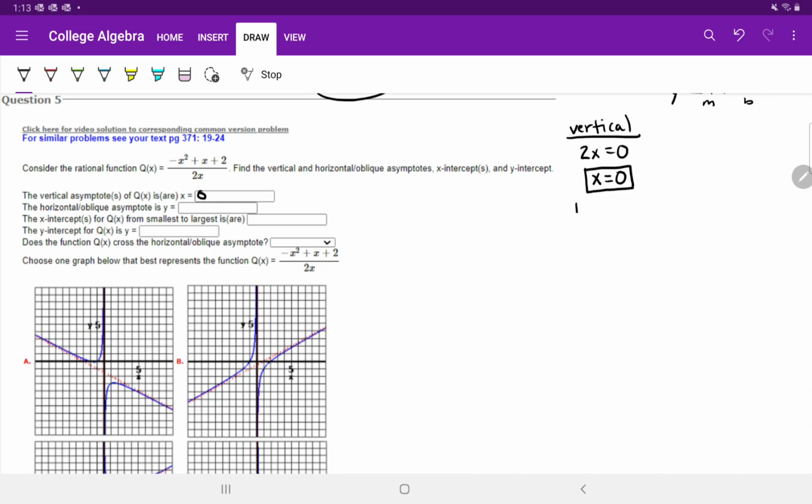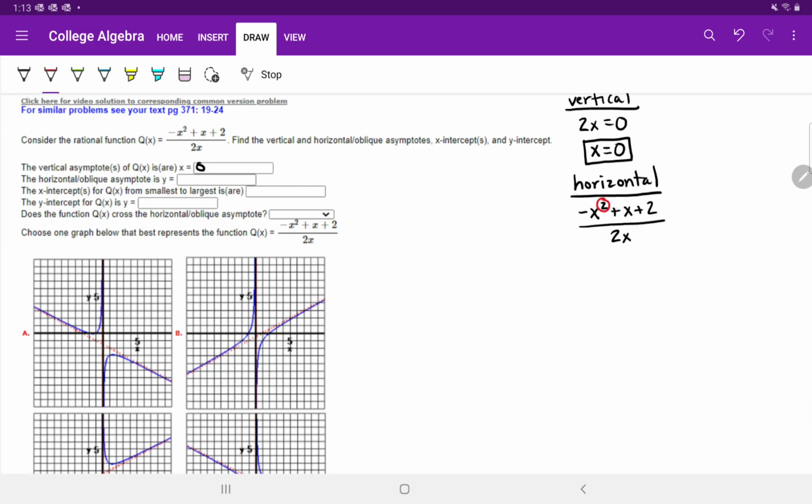Now we're going to check for horizontal asymptotes. In this type of asymptote, we are comparing our top degree to our bottom degree. So let me get this rewritten here. Our degree on top is 2, and our degree on the bottom is 1. If the top is bigger, there is no horizontal asymptote.